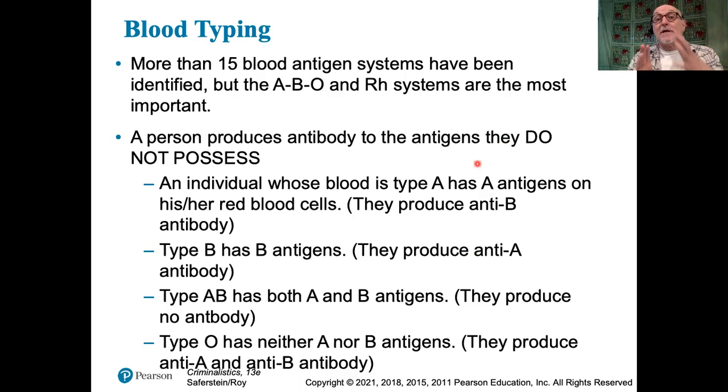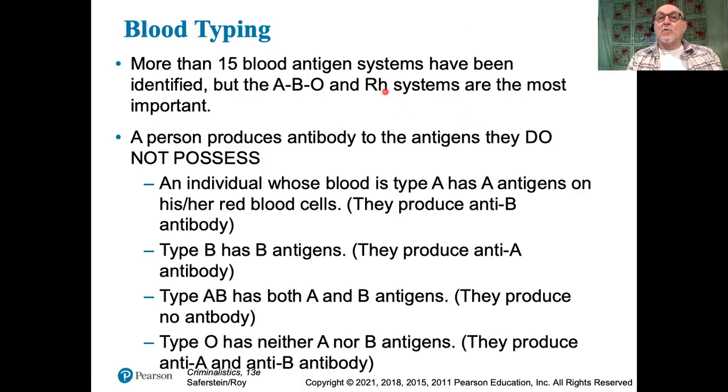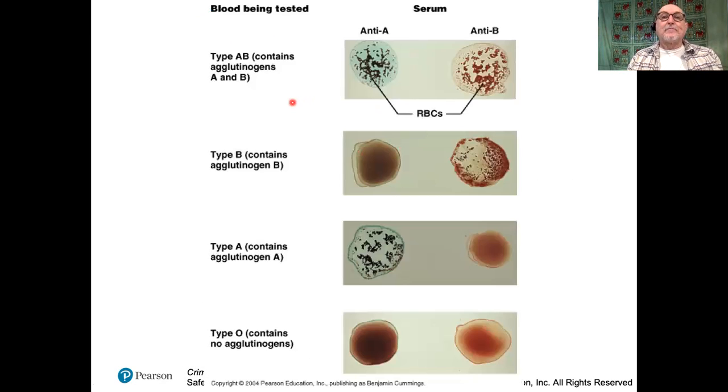So just remember the way that it works. That you produce antibody to the antigens you do not possess. So if you've got A, you produce anti-B. If you've got B, you produce anti-A. If you're O and you've got none of them, you produce anti-A and anti-B. Now, I will just mention that this system here, this is another protein, which also reacts in the same way. I'll describe it in a second. This is called the RH system. So for the moment, we're just going to think about the ABO part of the typing. We'll talk about the RH in a minute.